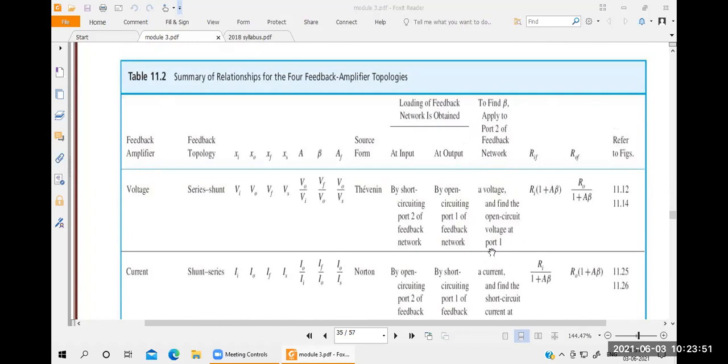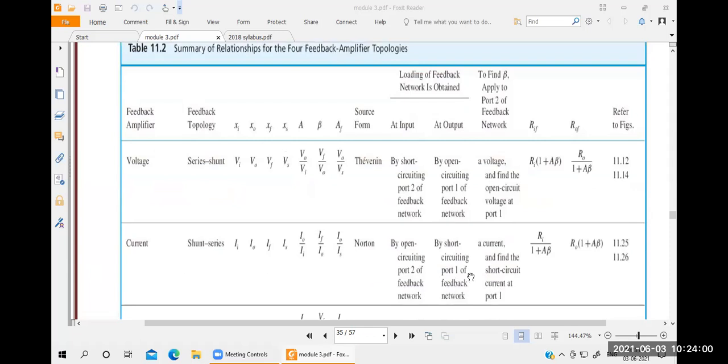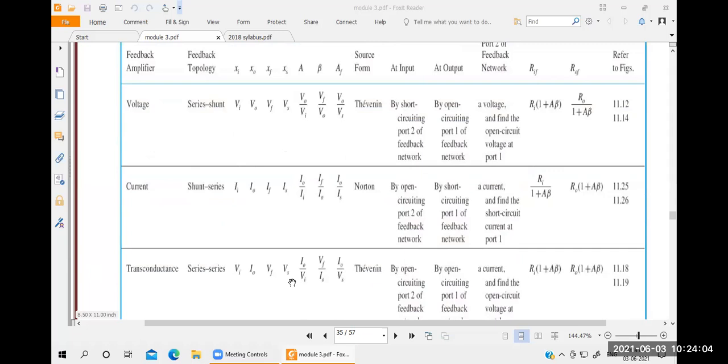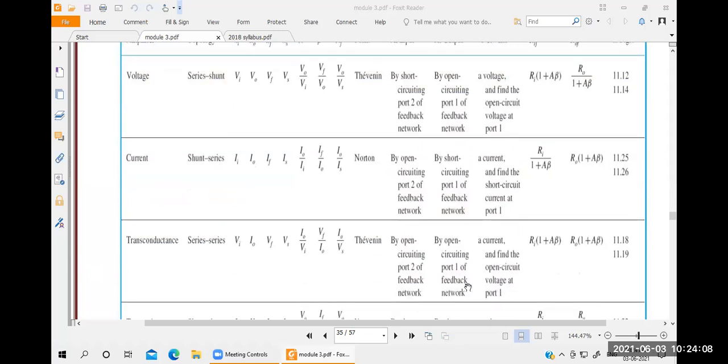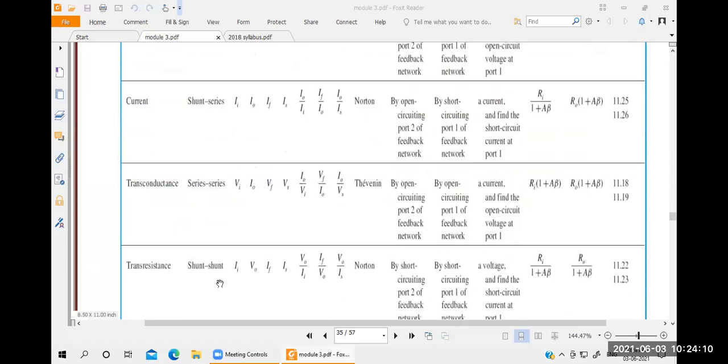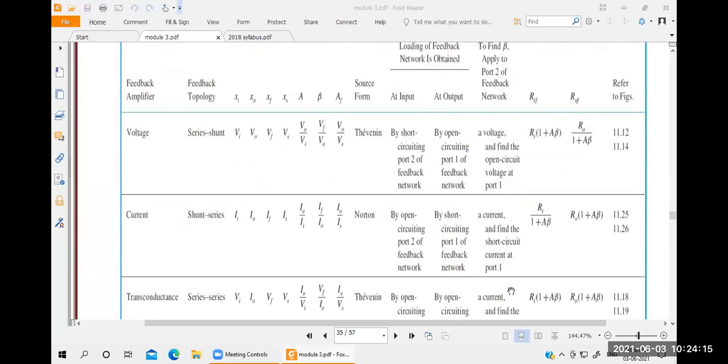Port 1 means it's the input. Port 2 means it's the output. I have to remember this one. Port 1 is input, port 2 is output. Next, for the current amplifier, here you can find out the short circuit at the input side. Then transconductance means it's an open circuit at port 1, the input side. Transresistance means finding the short circuit at the input side.